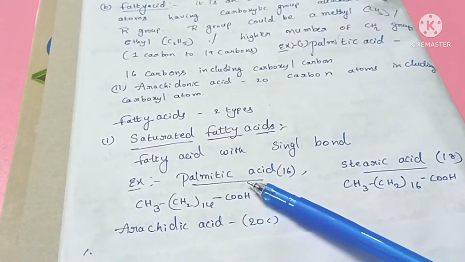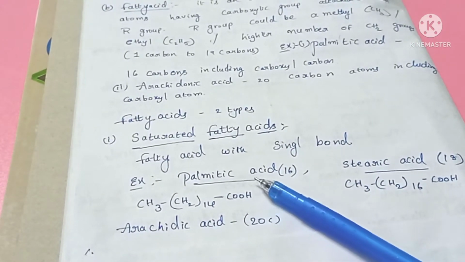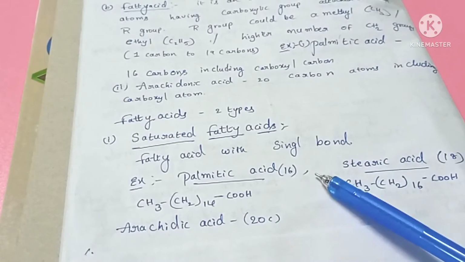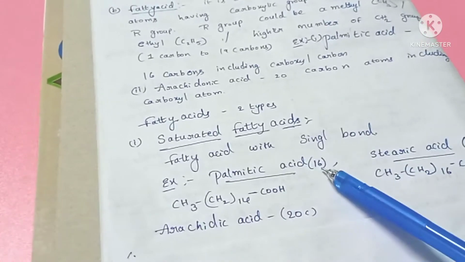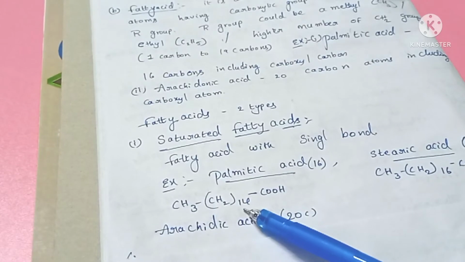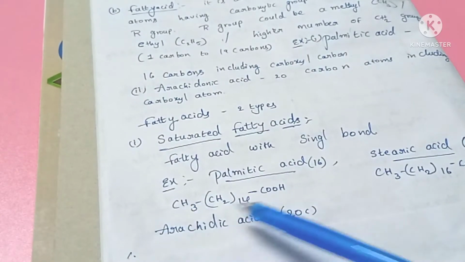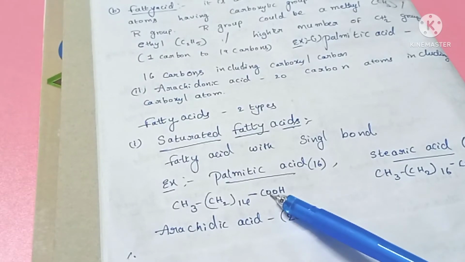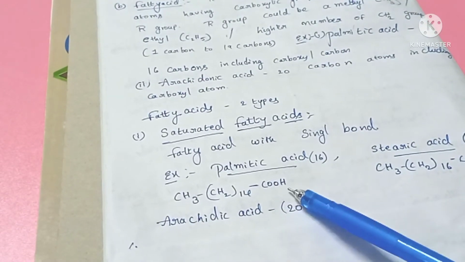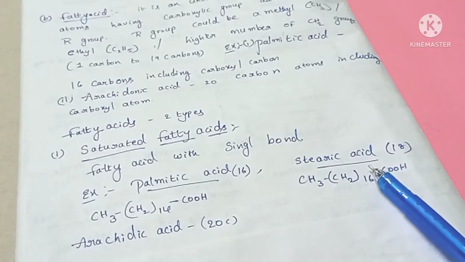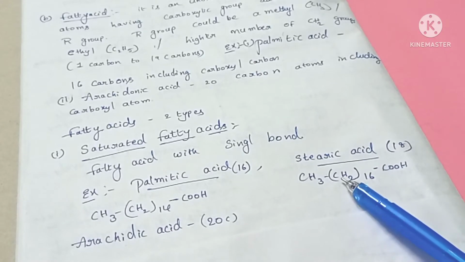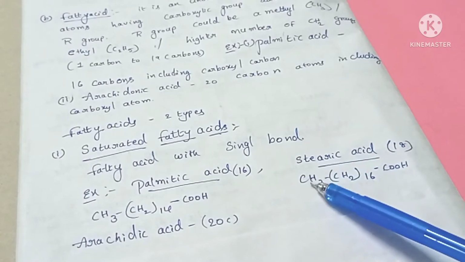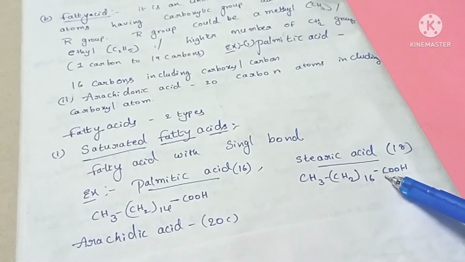So this is palmitic acid. We need to remember the examples of saturated and unsaturated fatty acids, and also how many carbon atoms are present. How many carbon atoms are present in palmitic acid? 16. See here, there are carbons 14 and 15, and including the carboxyl group, 16 carbon atoms are present in palmitic acid. Stearic acid consists of 18 carbons. See here, how many carbons are present? 16, right? And 17. Including the carboxyl group, it has 18 carbon atoms in stearic acid.